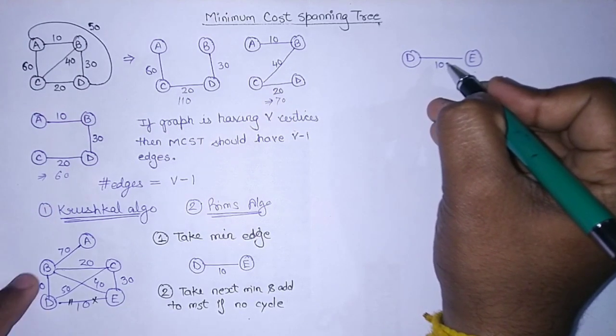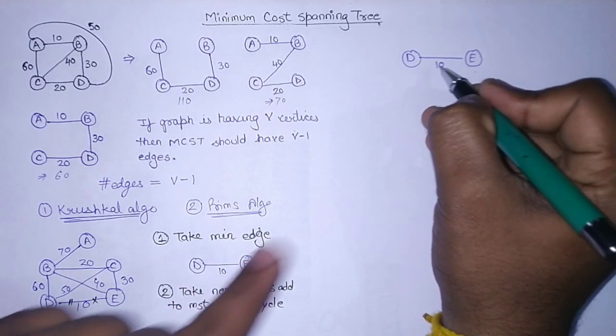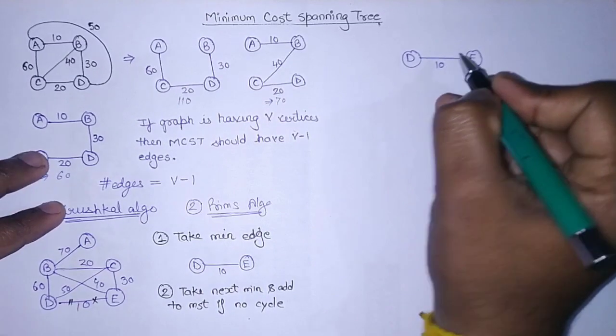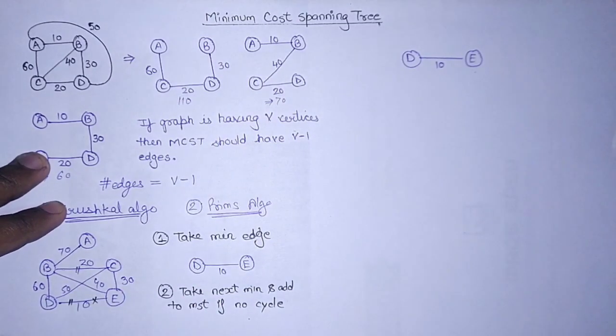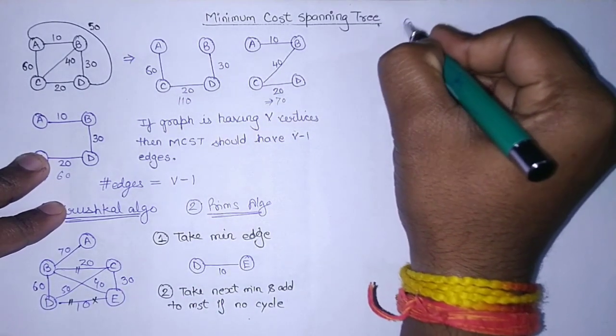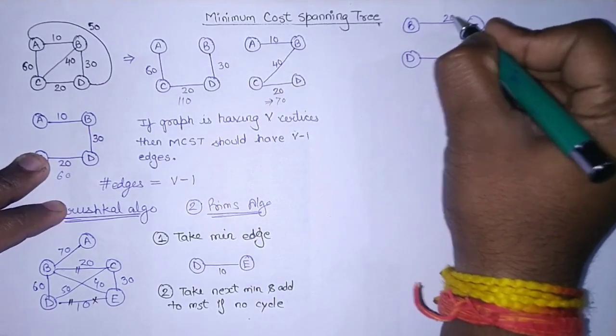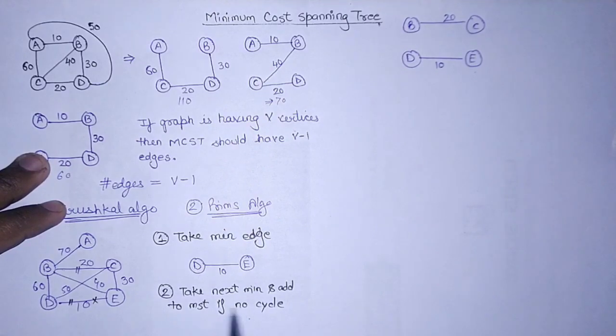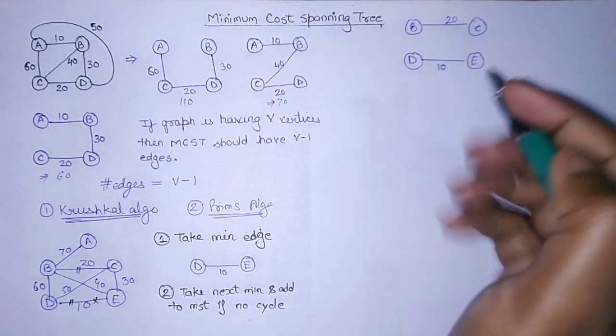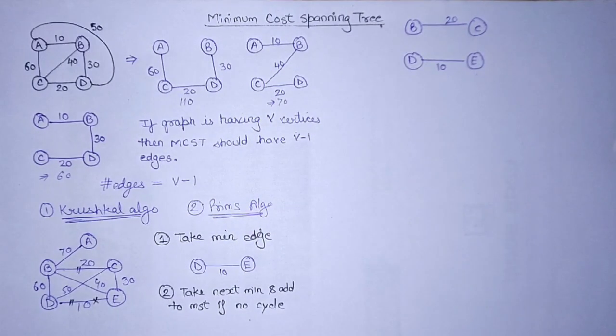Now the next minimum is 20. So this is 10. Now the next minimum is 20. So now I am taking this 20, that is B to C, this one is 20. There is no cycle. What was the condition? If no cycle, then add it. So there is no cycle, so I added it.